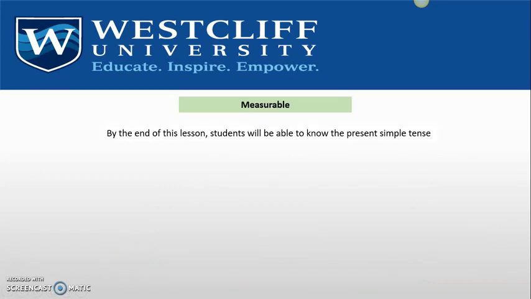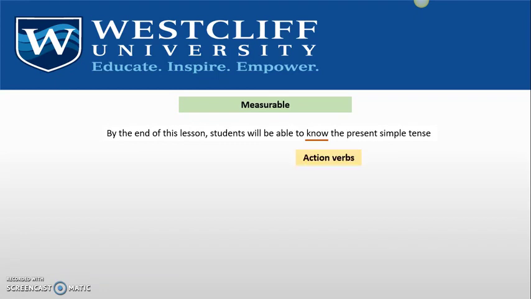Measurable. By the end of this lesson, students will be able to know the present simple tense. So take a look at this verb here, to know. Is it possible to measure if students know the present simple tense? No, it's not possible. There are different ways you can check if they understand, but if I were to just look out at my students and say, oh yes, they know, they get it, but how? How do you measure that? If I just say they know, there's no form of measurement there. I can't prove that they actually know the present simple tense.